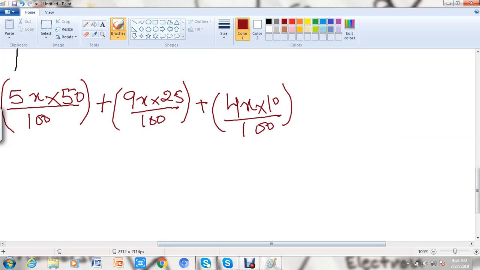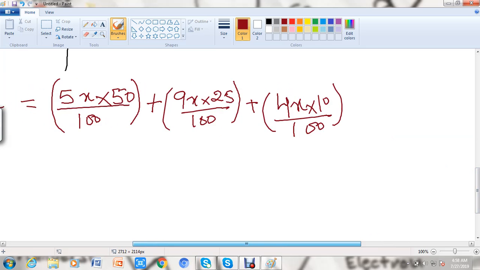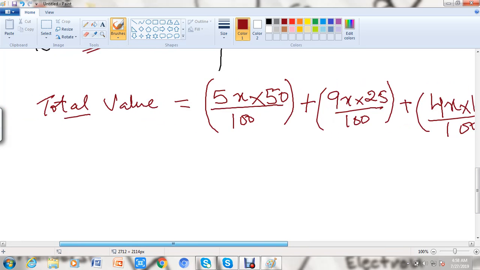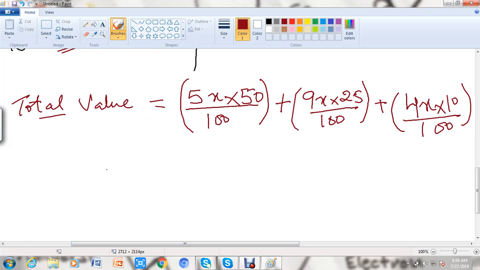150 will get cancelled because there is a multiplication sign here. Remember this, while doing calculation, if here we are having plus or minus sign, we cannot do this. Only in case of a multiplication can we simplify numerator and denominator. Keep it in mind. So 50 divided by 50 is 1 and 100 divided by 50 is 2. Similarly, 25 divided by 25 is 1 and 100 divided by 25 is 4.